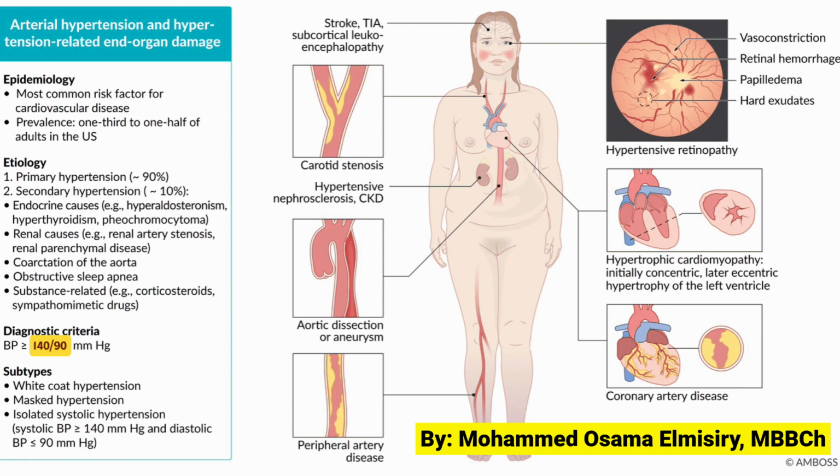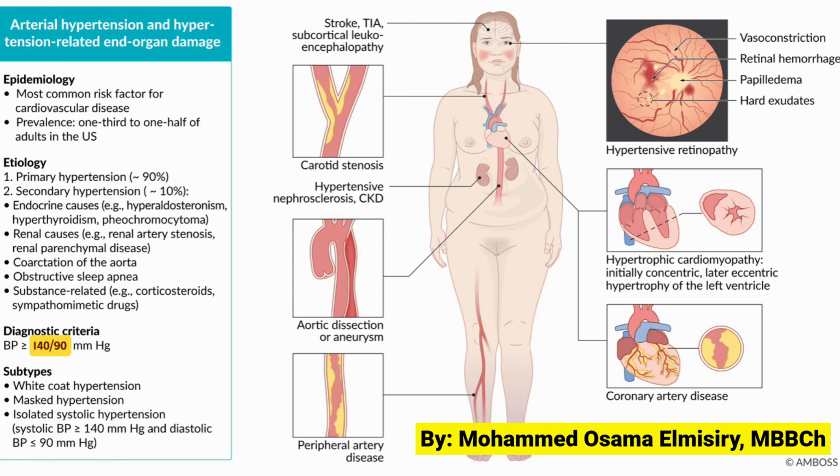The non-negotiable diagnostic numbers. For a confirmed adult diagnosis in the clinic, what are those key thresholds? Right, the clinical benchmark is still that confirmed office systolic BP of 140 mmHg or higher, or a diastolic BP of 90 mmHg or higher. That's the line. And important for pediatric colleagues, hypertension in kids isn't a fixed number. It's defined as a BP at or above the 95th percentile for their age, sex, and height. That 140 over 90, it's the standard cutoff, yeah.